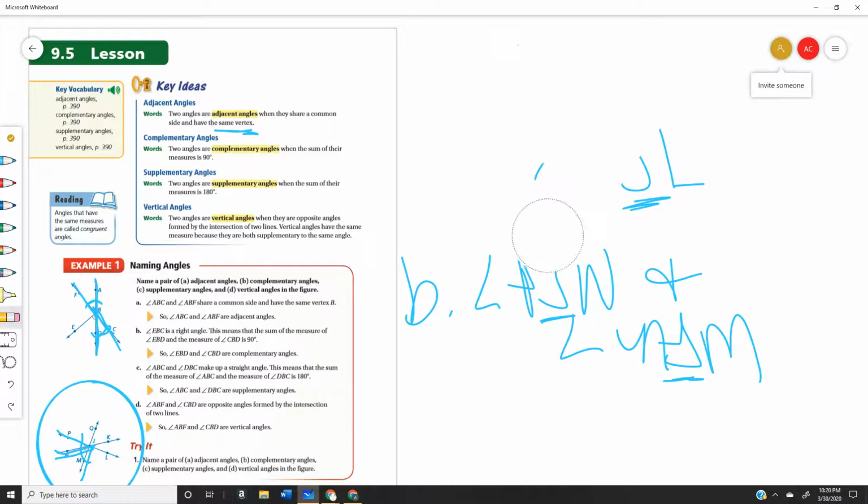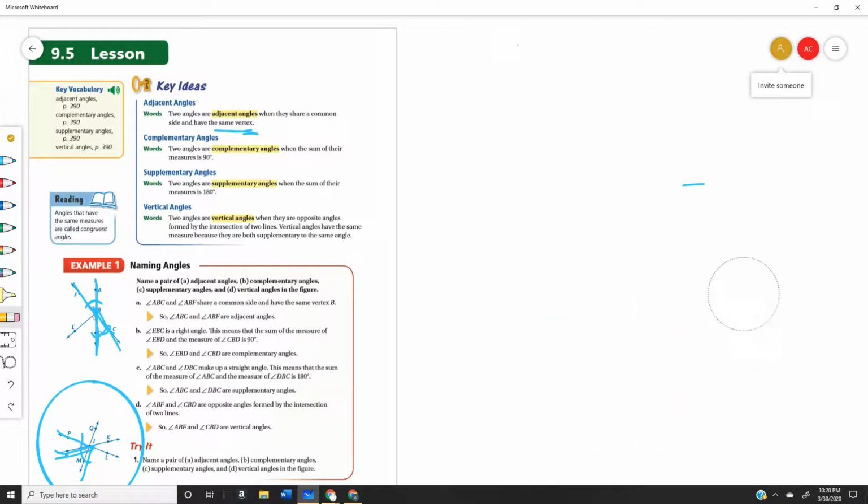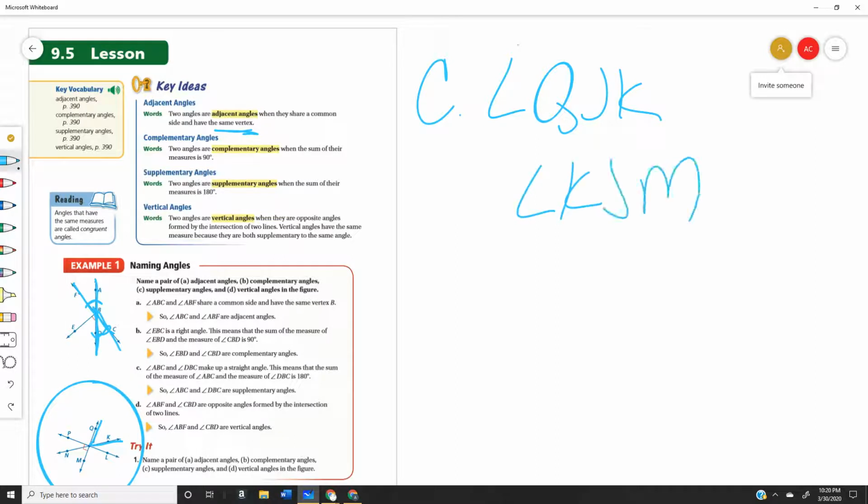All right, C asks us to find the supplementary angles. Again, when I'm looking at this, I see three different straight lines, which means we're going to have three sets of supplementary angles. I'm going to go with the one that the book has, which for C is angle QJK. So QJK is right here. And then we're also going to go with KJM. So KJM right there, and you can see that together they form that straight line.